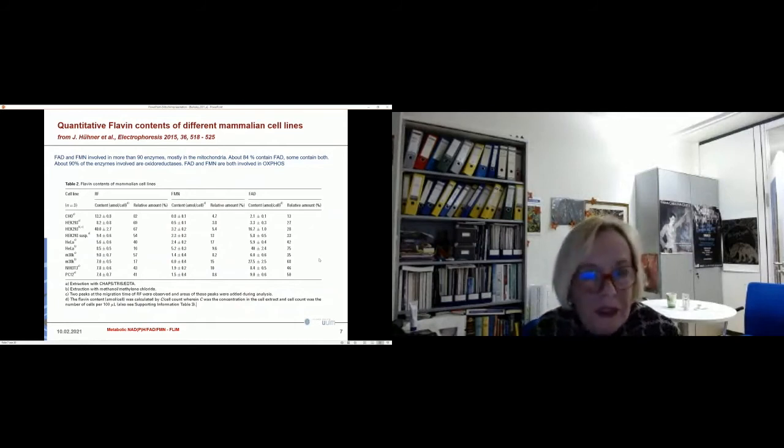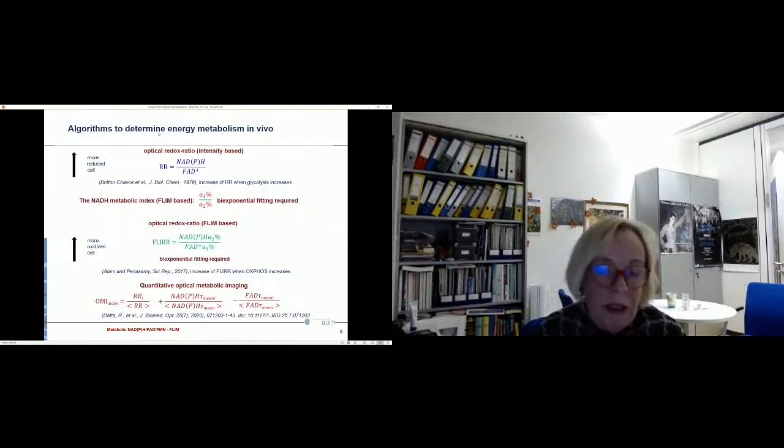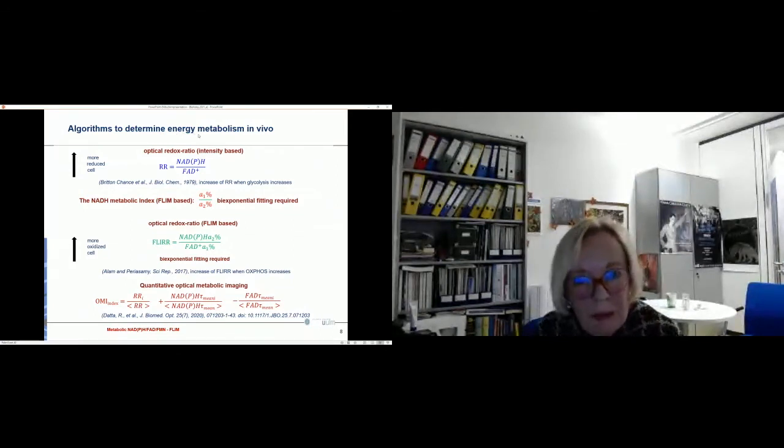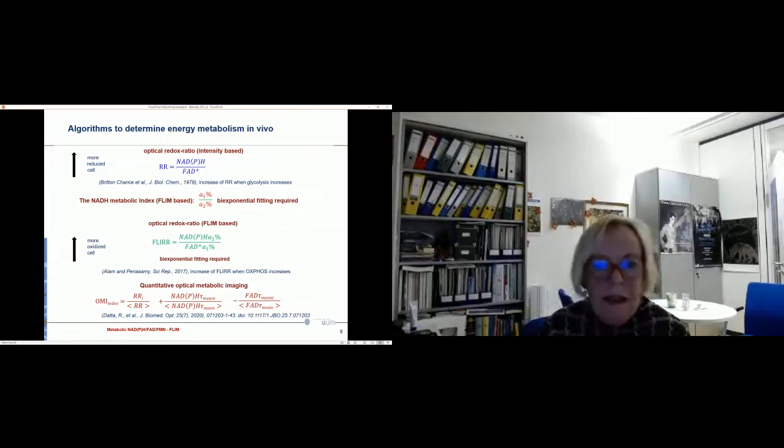Because of all these difficulties, new algorithms are now determined and explained to get a reliable energy metabolism in vivo system and imaging system. Again, to mention the optical redox ratio. In this definition, it could also be defined vice versa, but in this definition, it means that the more reduced the cell is, the more the redox ratio is increasing.